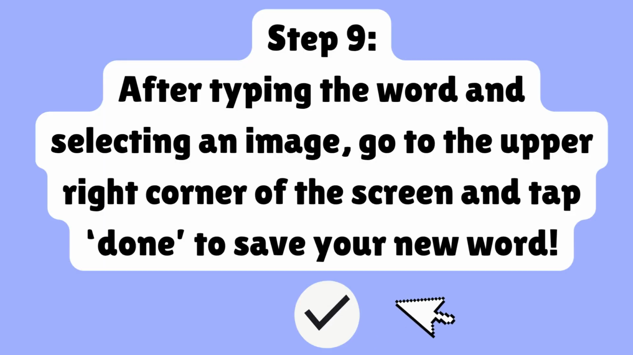Step 9. After typing the word and selecting an image, go to the upper right corner of the screen and tap Done to save your new word.